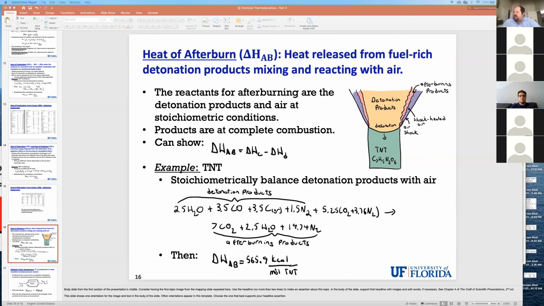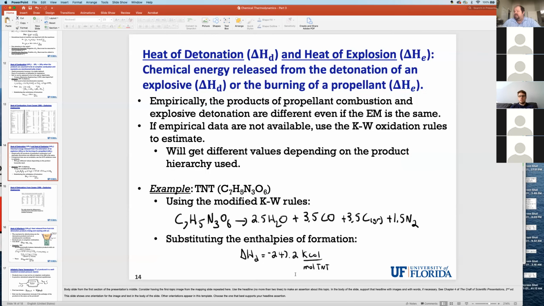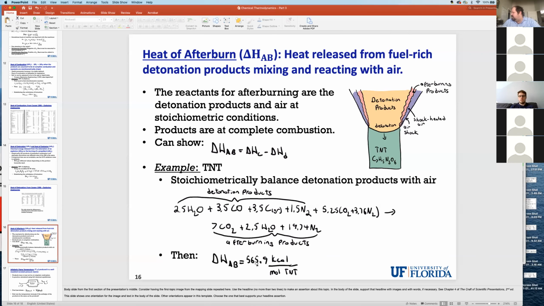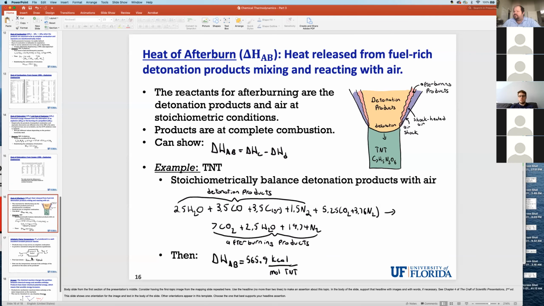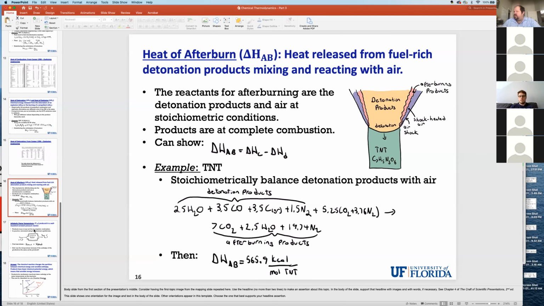You find that the heat of afterburning is 565.9 kcals per mole. So we find that the heat of afterburning for TNT is higher than the heat of detonation. Okay, and I do need to fix a sign error here. Are there any questions with that?